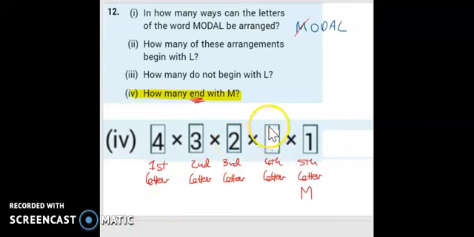When we move on to the fourth letter, we've already chosen the first, the second, the third, and the fifth letter, so that's 4 letters already chosen. So 5 take away 4 leaves us with 1 letter left to choose from for the fourth letter. And 4 by 3 by 2 by 1 by 1 gives us 24 ways that we can arrange the letters of the word modal so that they end with M.